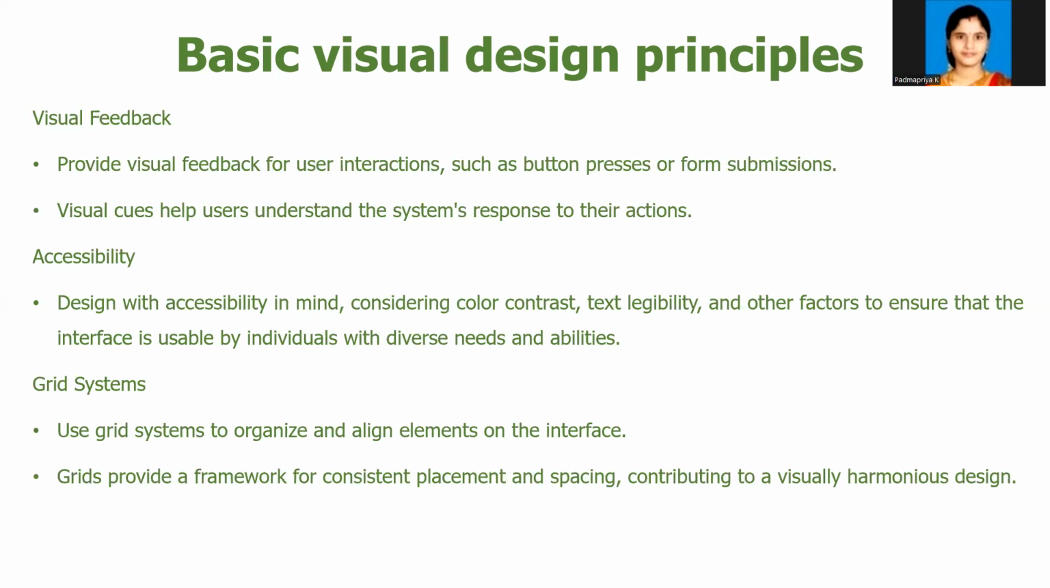Visual feedback. Provide visual feedback for the user interactions such as button presses or form submissions. Visual cues help the users to understand the system's response to their actions. Accessibility. Design with accessibility in mind, considering color contrast, text legibility, and other factors to ensure that the interface is usable by individuals with diverse needs and abilities. Grid systems. Use grid systems to organize and align elements on the interface. Grids provide a framework for consistent placement and spacing, contributing to a visually harmonious design.